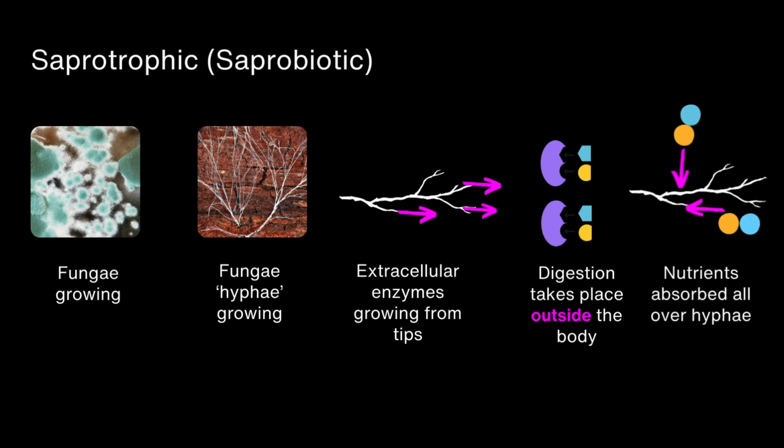So once digestion has taken place extracellularly, you can see an example of enzymes and some substrate. The nutrients are then absorbed all over the hyphae back into the fungi, and that is how they absorb their nutrition. So a key adaptation for them is that they've got these hyphae growing and digestion takes place outside the body.